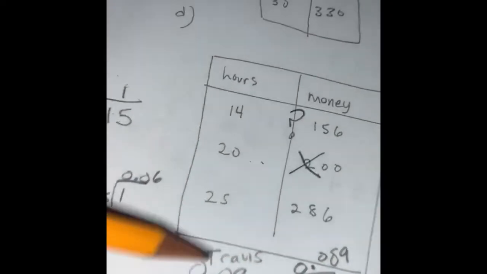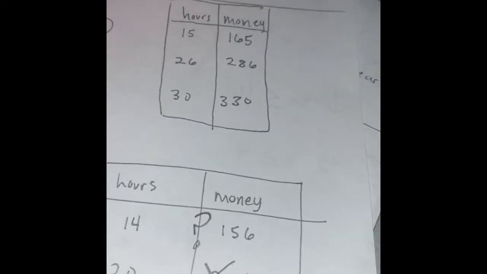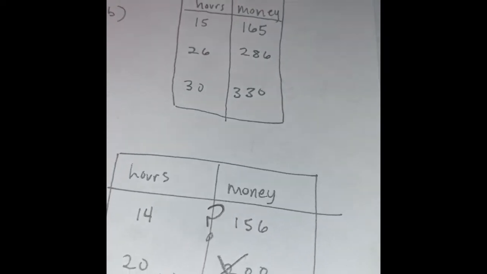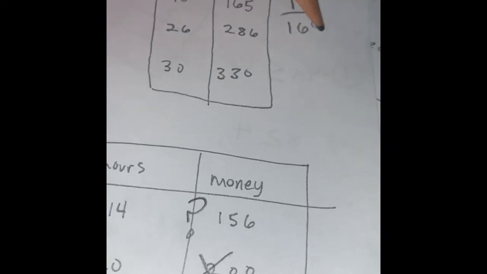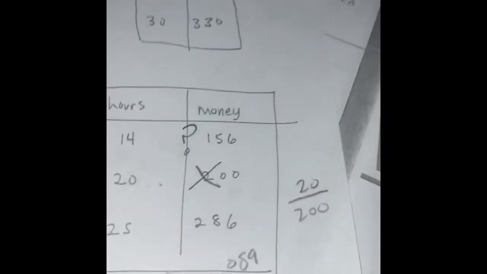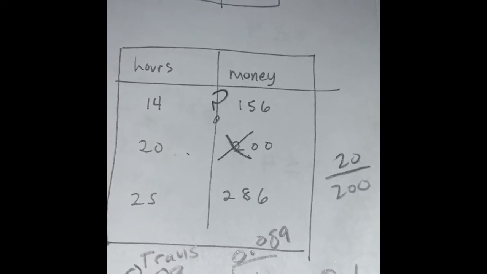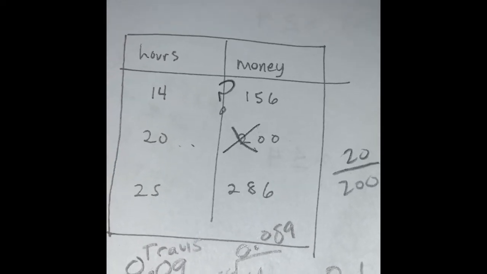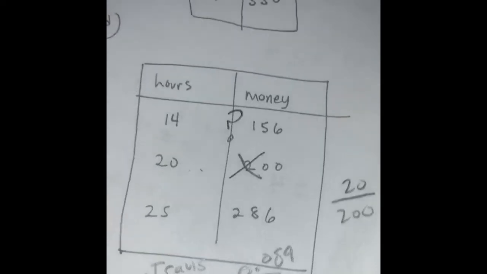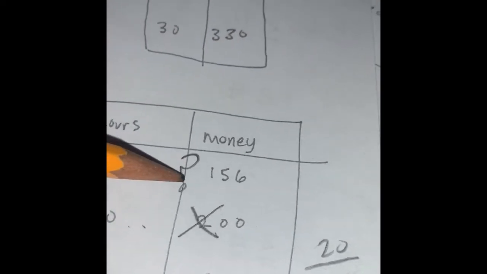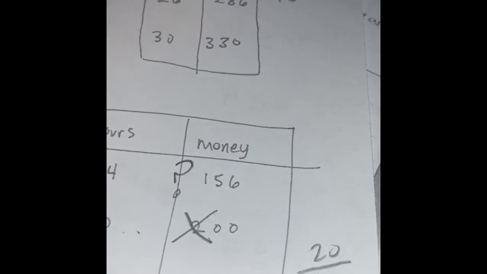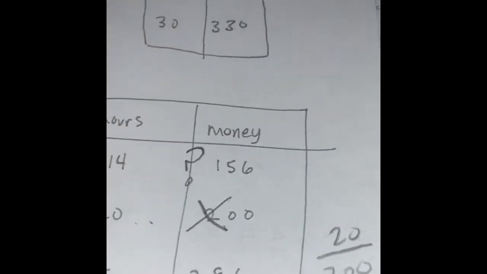And once again, I know Travis's rate is 0.09. And now I'm going to have to divide 15 divided by 165. When I divide that out, I'm going to get 0.09. And just because this one works, just like down here, if I said maybe, just because this one works, that means I still have to check the rest.